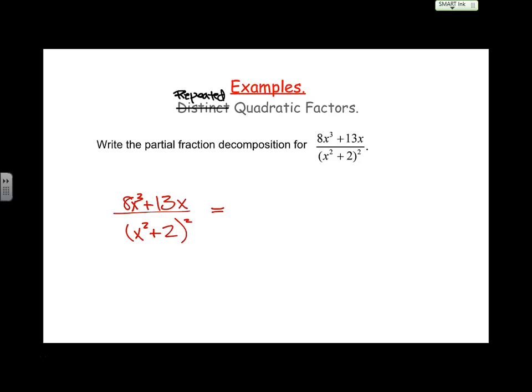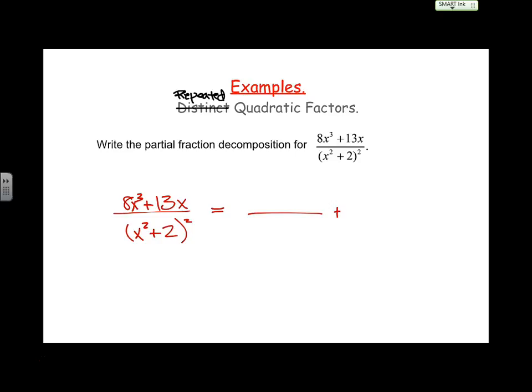You can't do x plus root 2, x minus root 2, because that would be a minus inside. You can't do x plus root 2 squared. That should have an inner term. We're stuck. So we say, all right, fine. Partials.